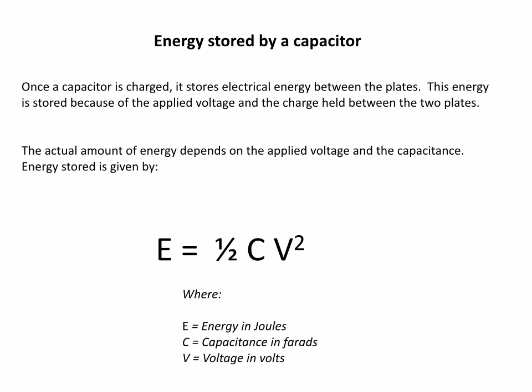The capacitor stores energy in the form of electrons on the plate, and we have a formula for that energy, which is half times C times the voltage squared. So the energy in joules is half times the capacitance times V squared.